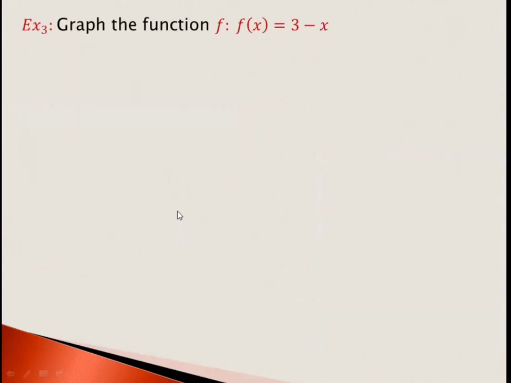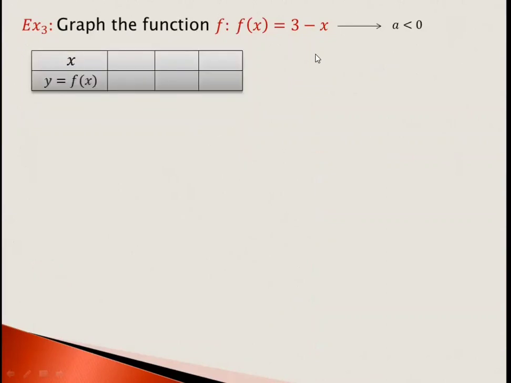Graph the function f of x equals 3 minus x. Here the coefficient of x is -1. That means a is less than 0, a is negative. We need to graph this linear function, so we need to draw a table containing the elements of the domain and the elements of the codomain. We can put 3 elements belonging to the real numbers, or to the domain: 0, 1, and 2. Then we need to find their images by using the function rule.